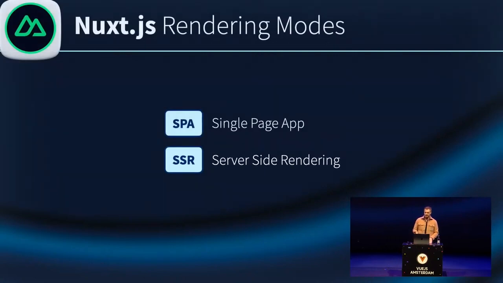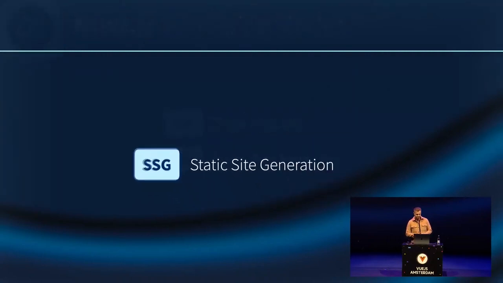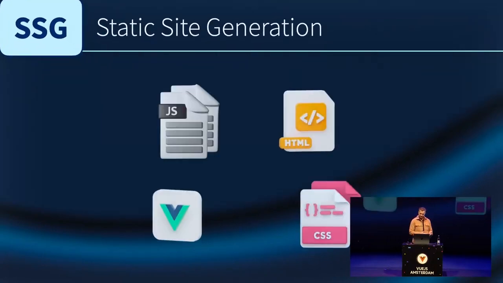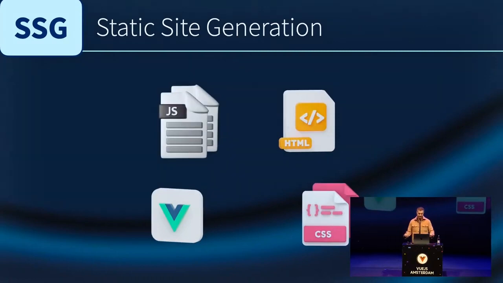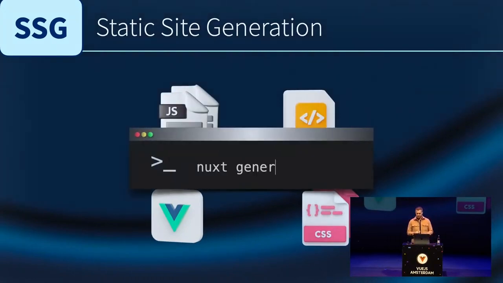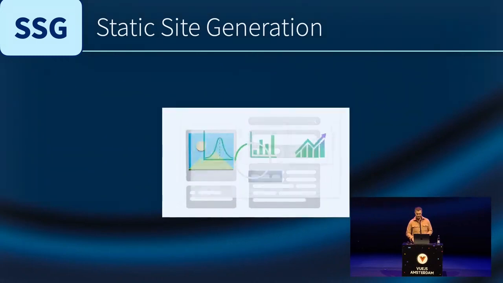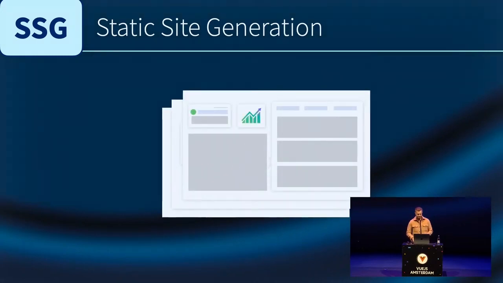But what if your site does not need to be so interactive or personalized? In these cases, meta frameworks like Nuxt allow us to use static site generation. As it sounds, static site generation is going to generate a static site for you. So you're essentially going to pre-build all the pages with a command like nuxt generate. And it'll spin up those HTML pages.